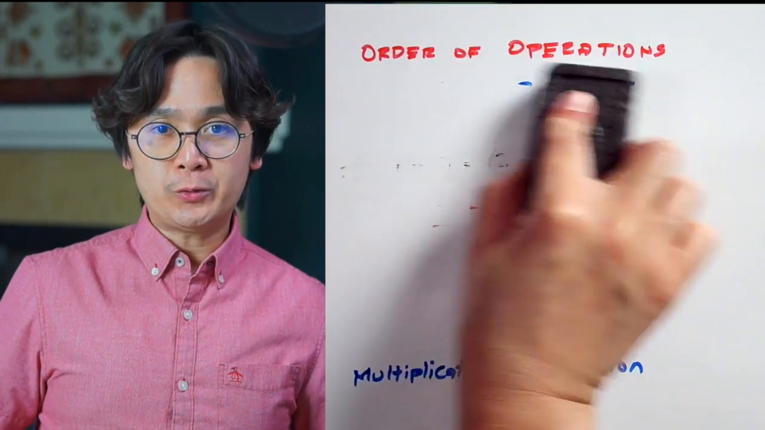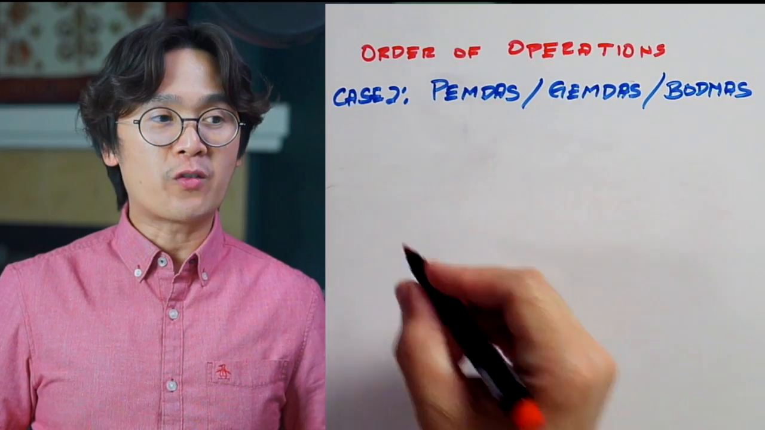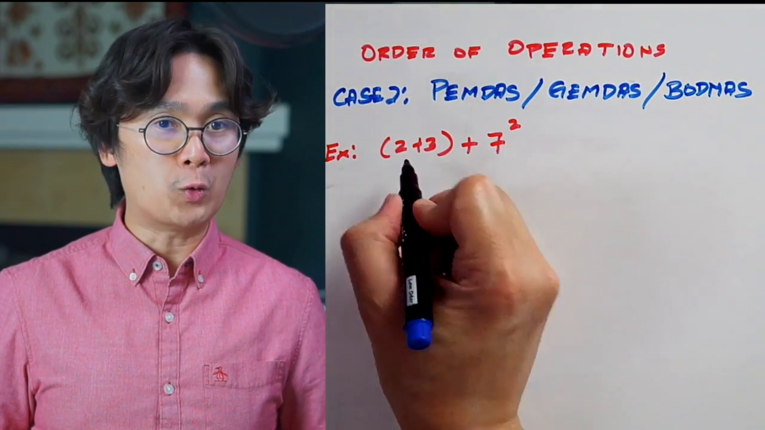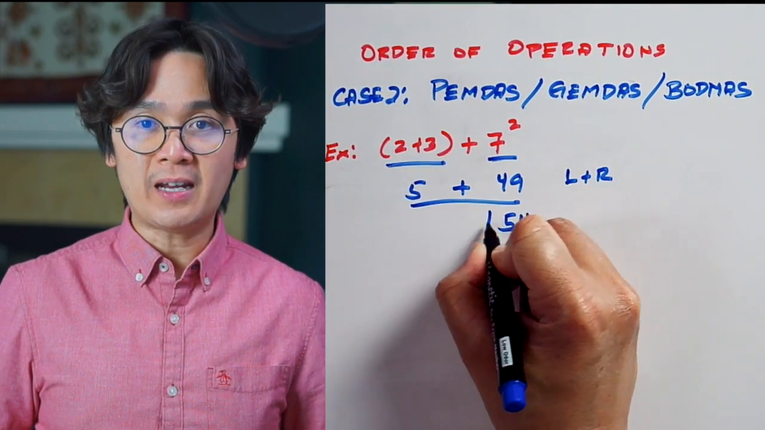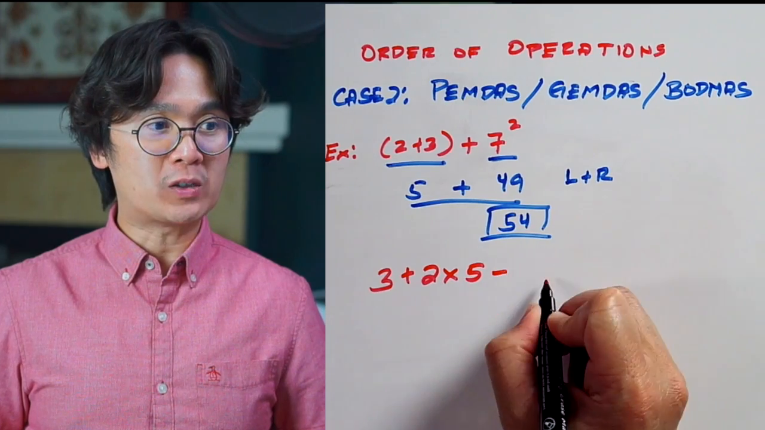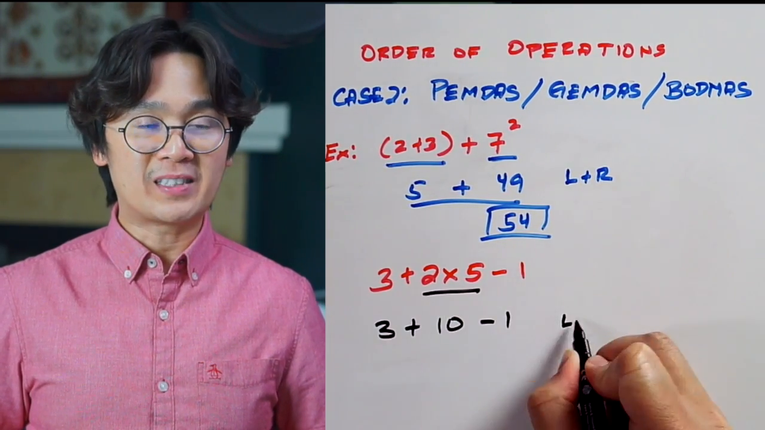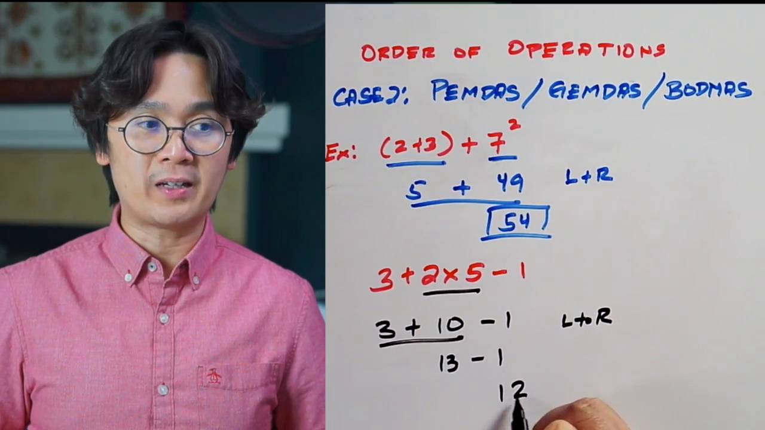For case number 2, this is where we use PEMDAS or GEMDAS or BODMAS. So if you have the quantity 2 plus 3 plus 7 squared, we evaluate the grouping symbol and the exponent, so we'll have 5 plus 49 and add them up, so we have 54. And if we have 3 plus 2 times 5 minus 1, we multiply first, so 2 times 5 is 10, and then 3 plus 10 is 13, and 13 minus 1 is 12.